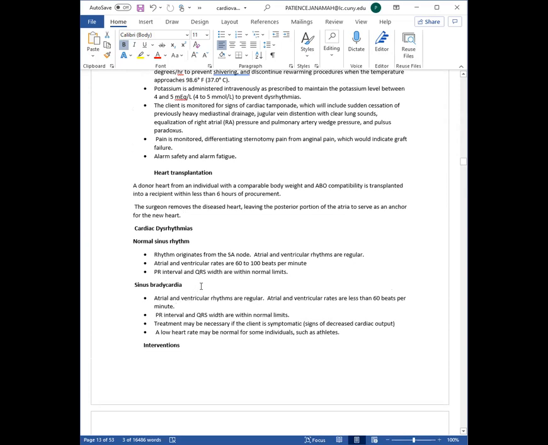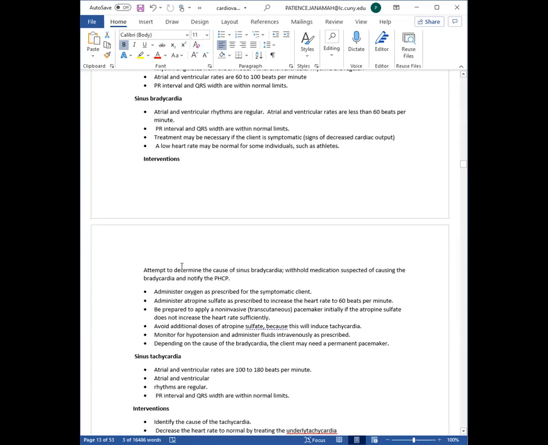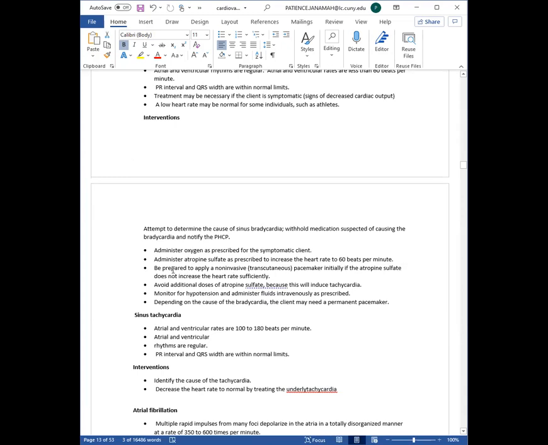So for the heart transplant, we have the cardiac dysrhythmias. So cardiac dysrhythmias, we have the normal sinus rhythm, sinus bradycardia. We know sinus rhythm should have a heartbeat of 60 to 100. That was what I talked about. That's part of the EKG strips. Now the intervention is an attempt to determine the cause of sinus bradycardia. So when a patient has a low heartbeat, the provider or you, the nurse, want to assess further to know what is causing it. And the treatment for you to do is to administer oxygen as prescribed for the symptomatic client. So a client is exhibiting bradycardia, the heart rate is low, so you want to give them oxygen.